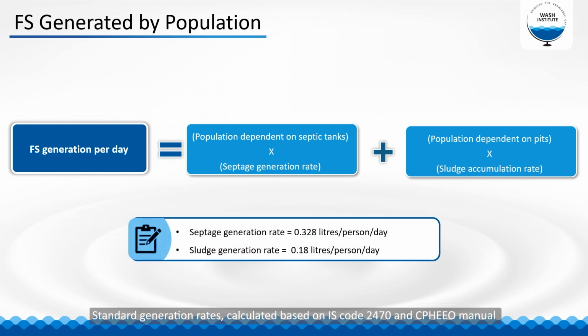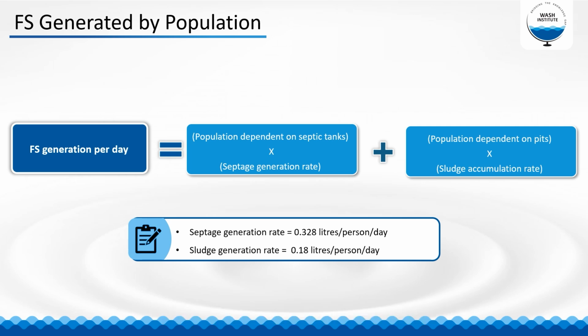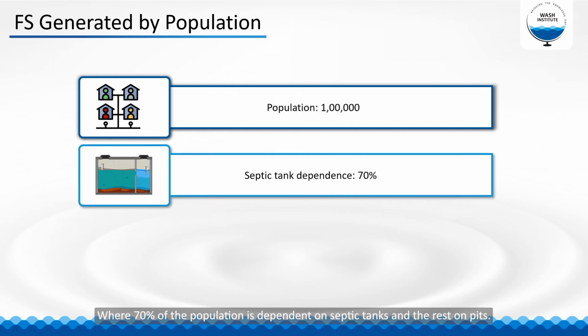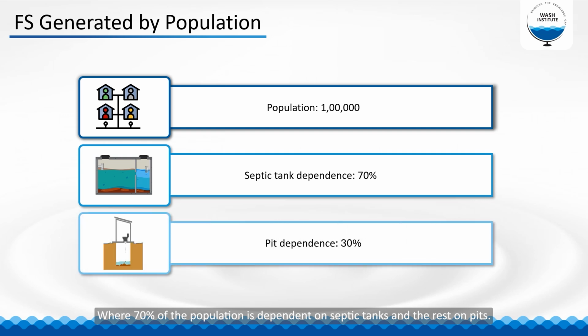Standard generation rates calculated based on IS code 2470 and CPHEEO manual on sewerage and sewage treatment systems are shared for reference. If the town has conducted a detailed survey of sludge generation rate, then those numbers should be used instead of recommended values. Let us take the example of a town with a population of 1 lakh, where 70% of the population is dependent on septic tank and the rest on pits.